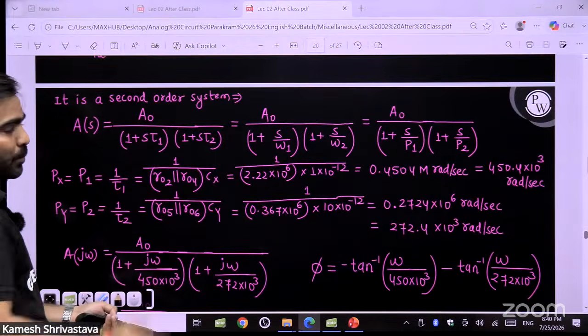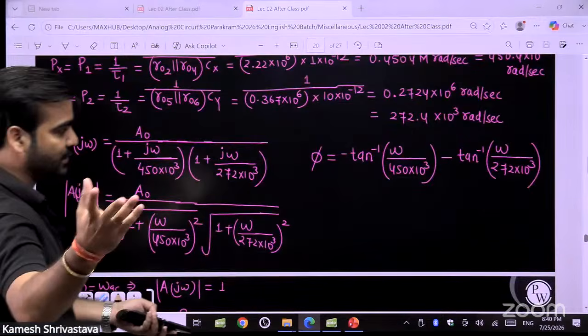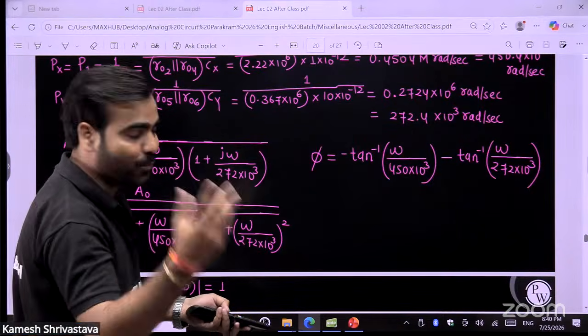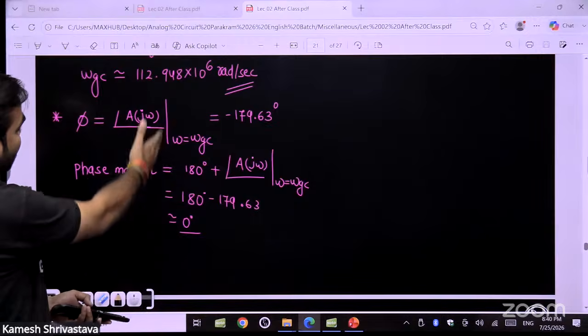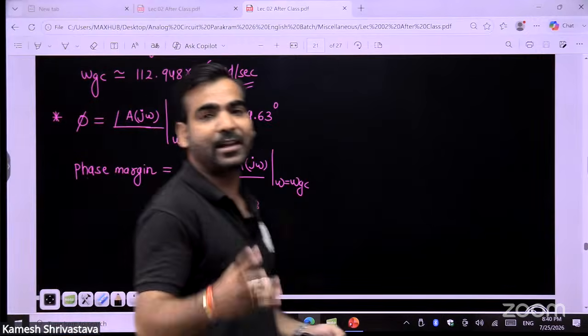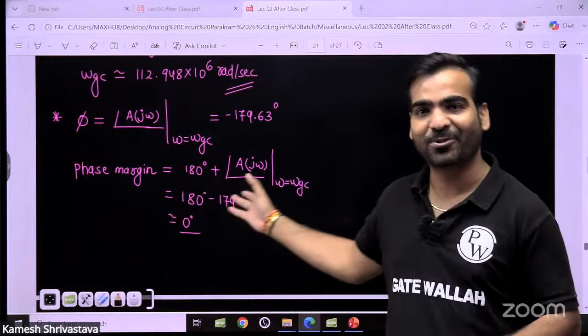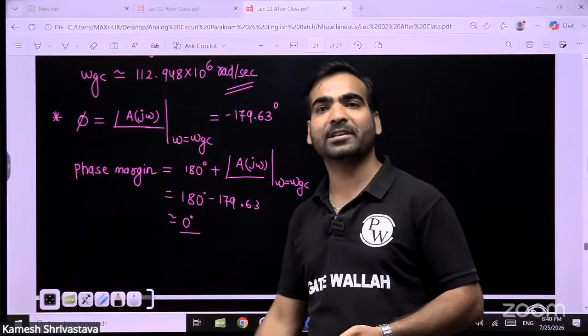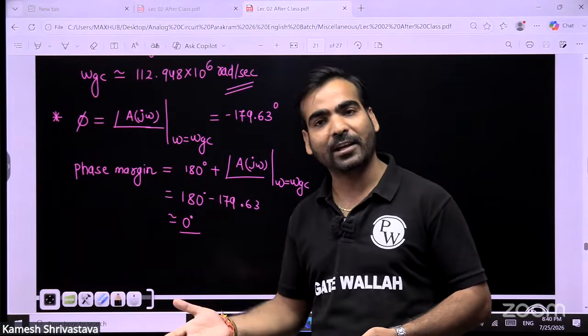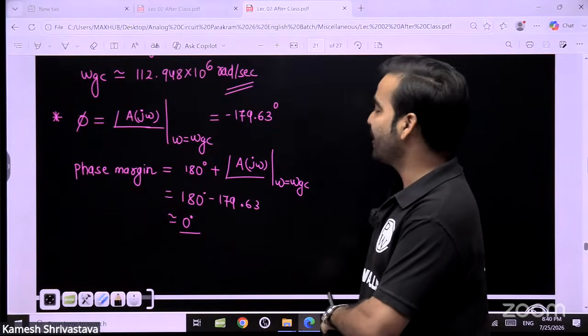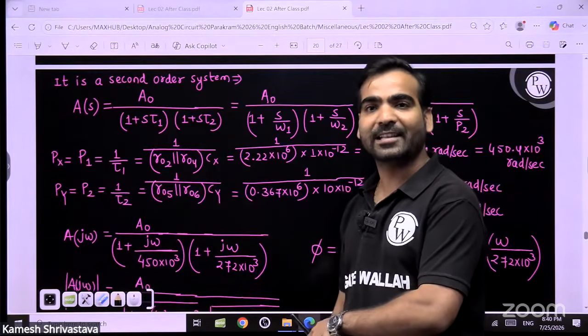And this is the pole-zero format of the transfer function, because it is a second order system, because two poles are there. Then we calculated the phase margin, which came out negligible, that is 0. It means we need to stabilize the system, right? Because of that only we will go for the Miller compensation. Okay, so that is the new thing.